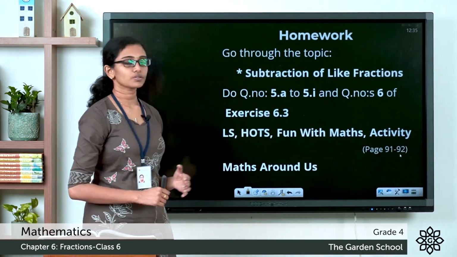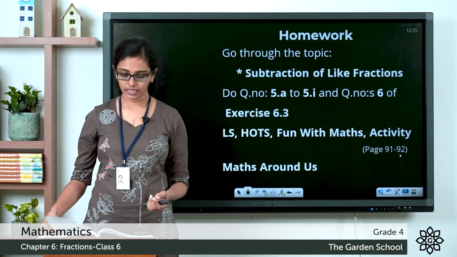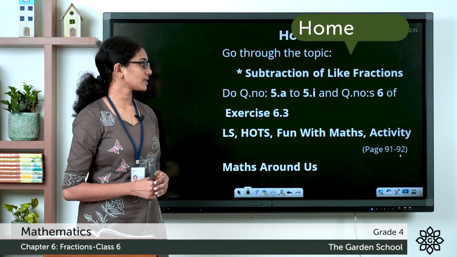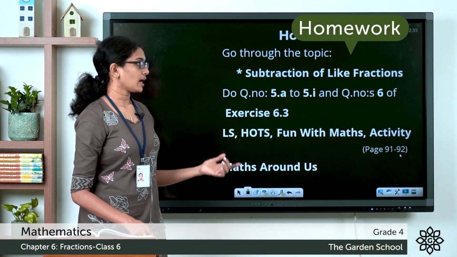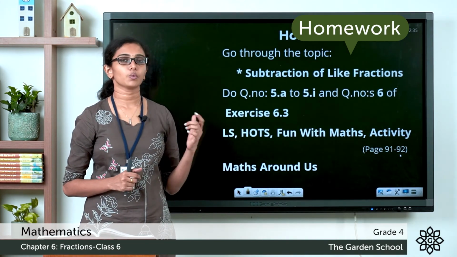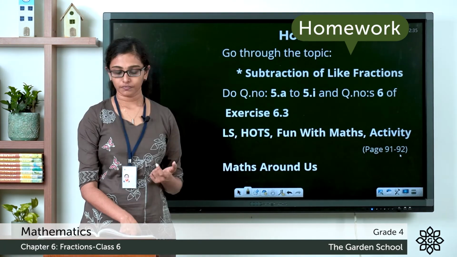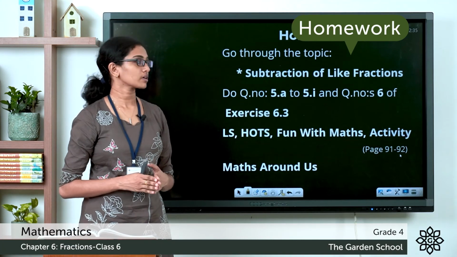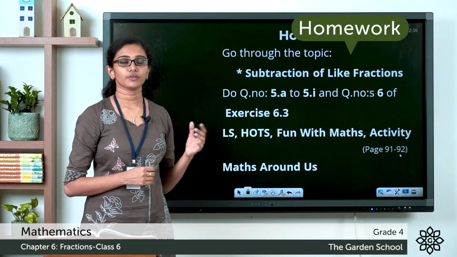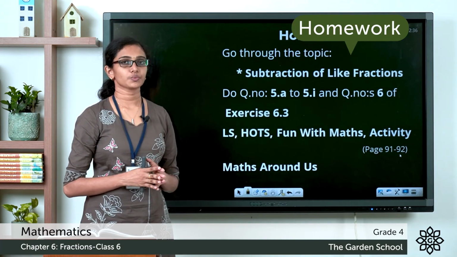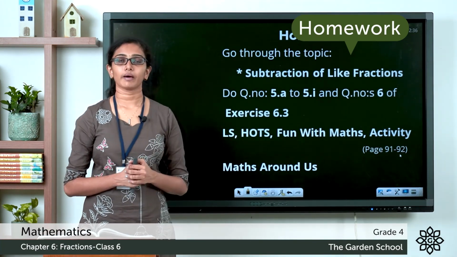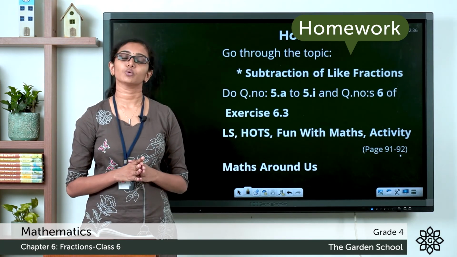Now we can go through the topic subtraction of like fractions on page number 88 and go through the topic once again. You have to complete the questions 5a to 5i and also question number 6 of exercise 6.3. You can work out the questions in your notebook. Then on pages 91 to 92, you come across these headings: LS, HOTS, Fun with Maths and Activity. A few questions are given there. Go through these questions as well and do accordingly. And on page number 89, you can see the heading Maths Around Us. Go through that question and do accordingly.